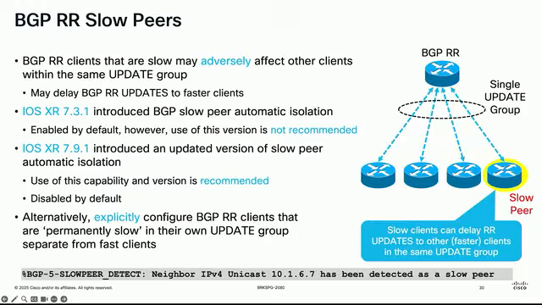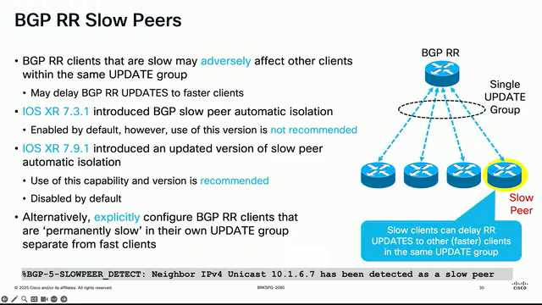Now in XR 731, we introduced a capability that could automatically detect and isolate slow peers, and it was enabled by default. But this version of the feature consumed significant CPU. And so it's been deprecated, right? And not recommended.